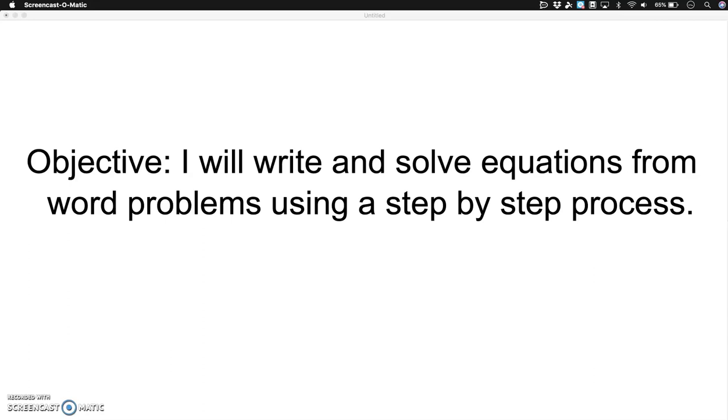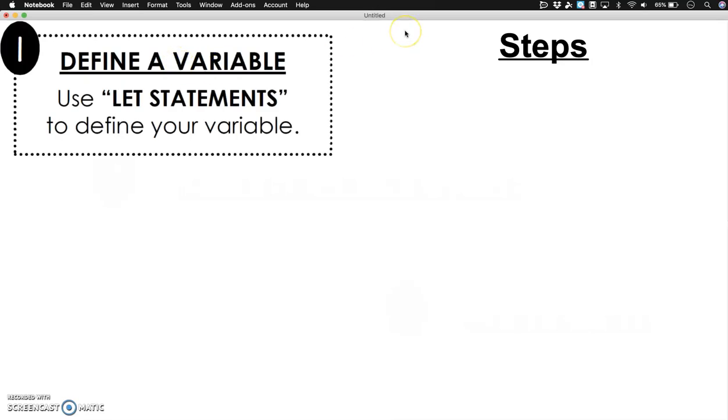In this video, we will write and solve equations from word problems using a step-by-step process. All right, so the steps: step 1 is to define our unknown. We have to know what variable we're solving for. We're going to use let statements to define that.